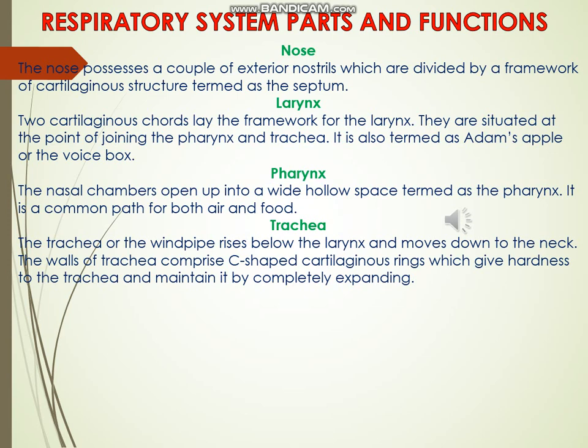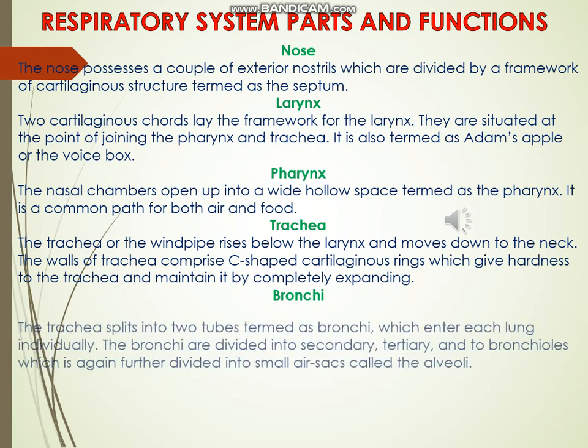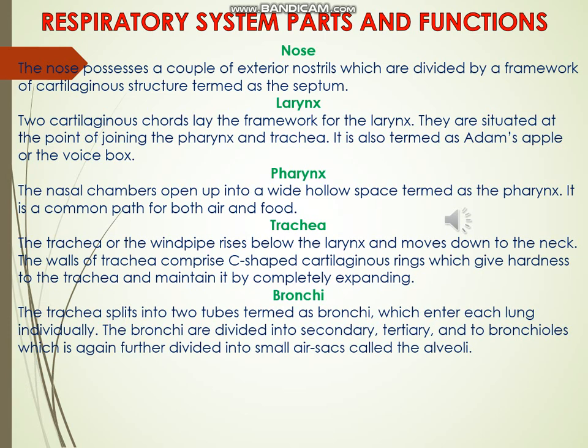Next one is the bronchi. The trachea splits into two tubes termed bronchi, which enter each lung individually. The bronchi are divided into secondary, tertiary, and then bronchioles, which are again further divided into small air sacs called the alveoli. The alveoli are minute sacs of air with thin walls, a single cell thick. They enable the exchange of oxygen and carbon dioxide molecules into or away from the bloodstream.